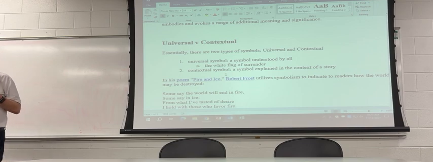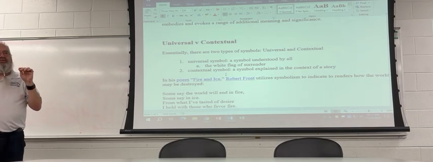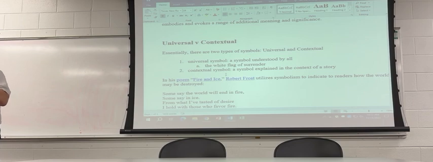Now, the other kind of symbol is the contextual symbol, or as I wrote up here, authorial, the word author. That means the symbol is defined in the context of the story itself. And this is what frustrates learners all the time. It frustrated me in school to no end. You'd read a story or a poem and the teacher would say, and that means blah, blah, blah, and you'd be scratching your head going, what? I didn't get that at all, where'd you get that?